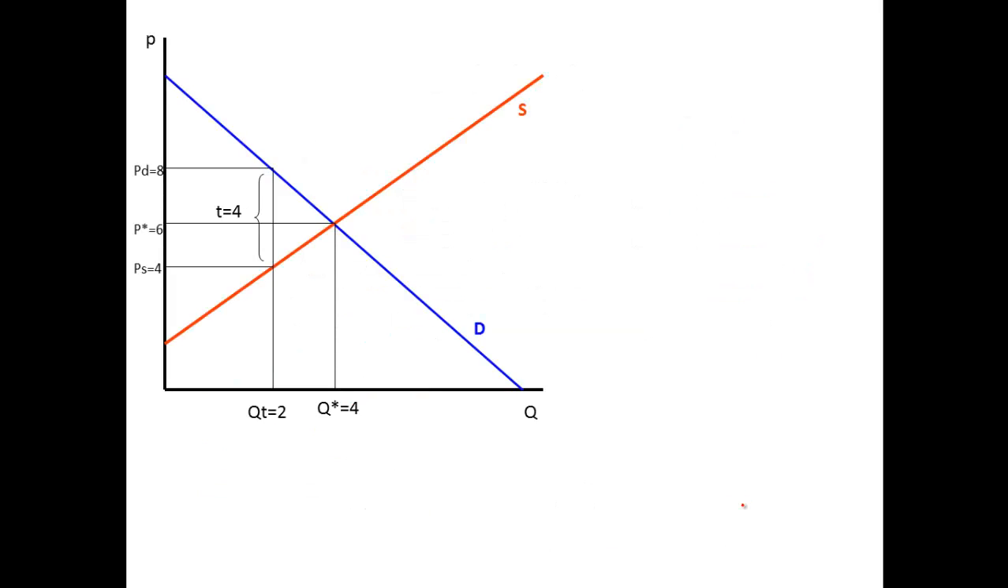We can also look at a picture. And sure enough, in this picture, we first have the no tax equilibrium, where we have the intersection of supply and demand right here, the associated Q star of 4, and the associated no tax price of 6. Now when we look for a quantity where the vertical distance between demand and supply is 4, we find that quantity of 2. The associated price on the demand curve is 8. The associated price on the supply curve is 4.